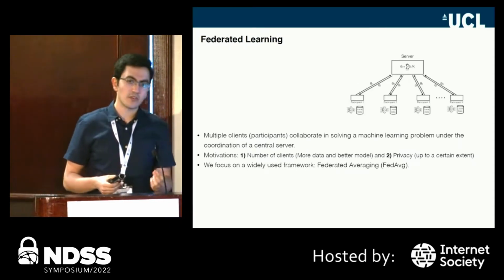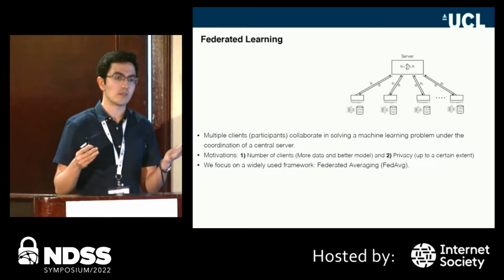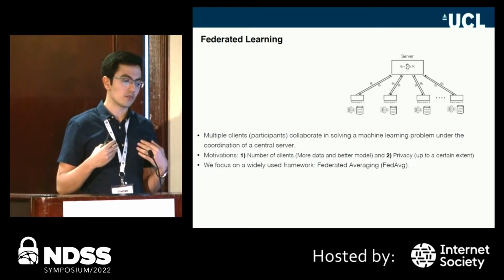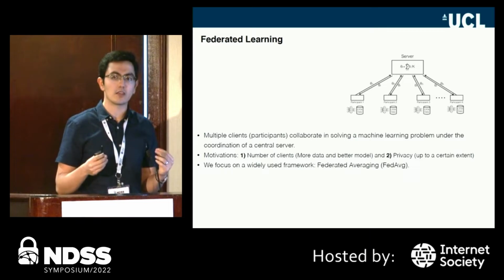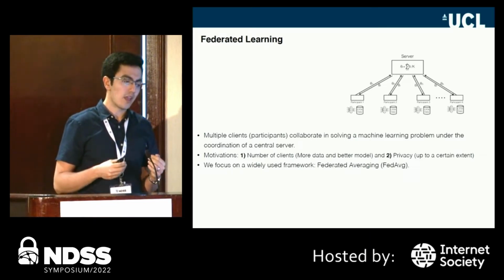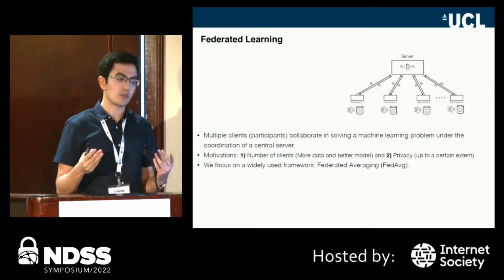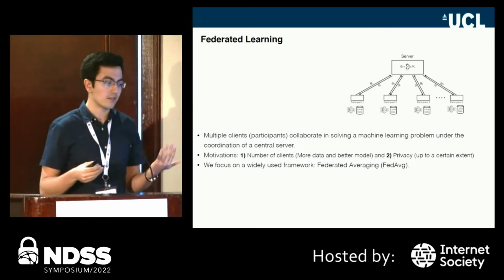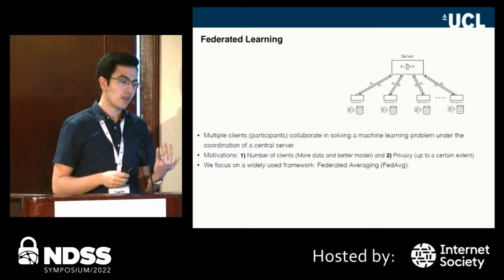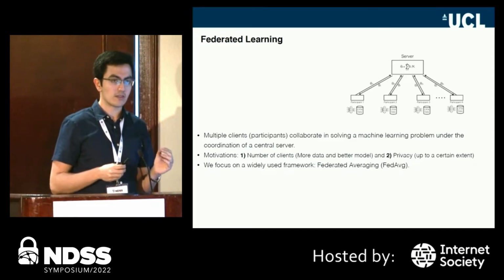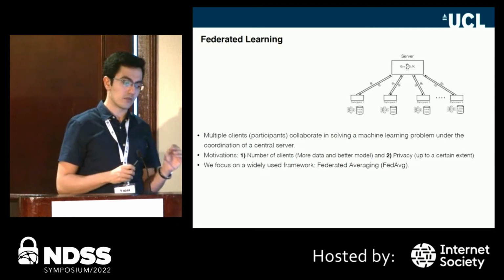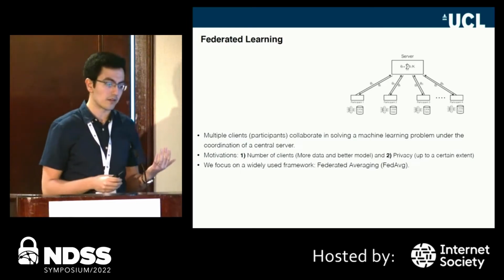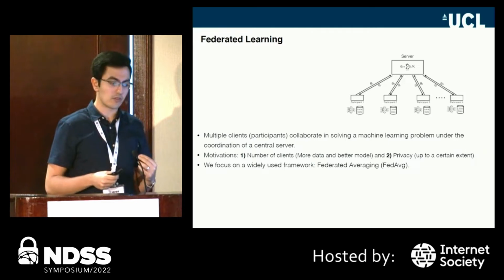So the idea of federated learning is that if we have a bunch of participants with local data, instead of accessing the data directly, we send the model to the participants, and then they train the model on a local data set, and the server collects the model updates from the participants. So the motivations here are we can have more clients, more data, so we can have a better model, and also privacy, but again in a way that we don't have direct access to the data. And there are different aggregation algorithms, and at the server side, we focus on federated averaging in this project.